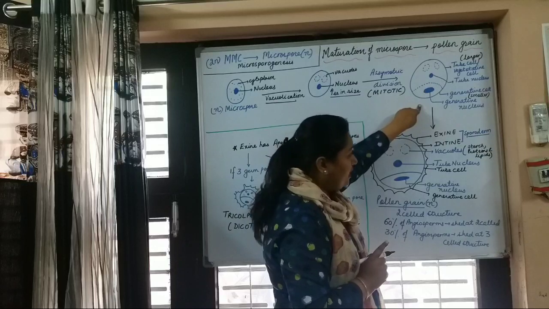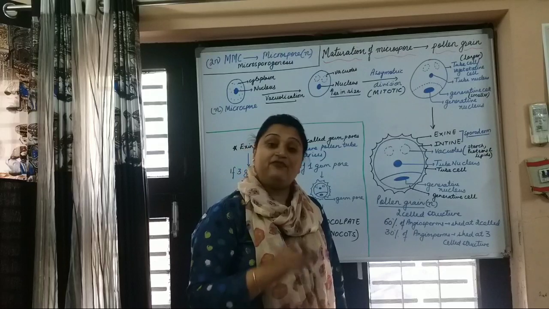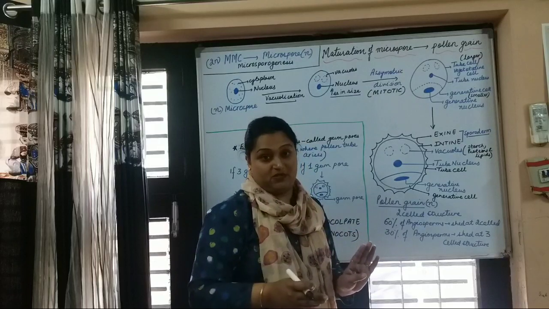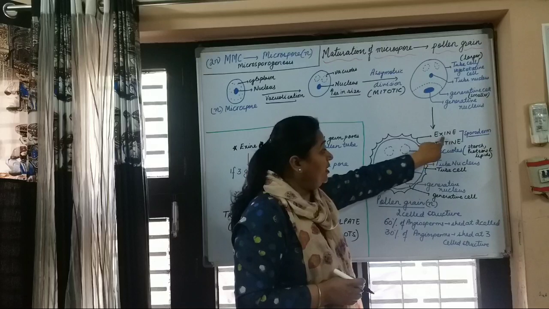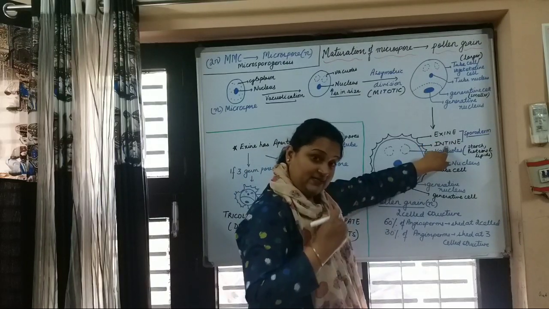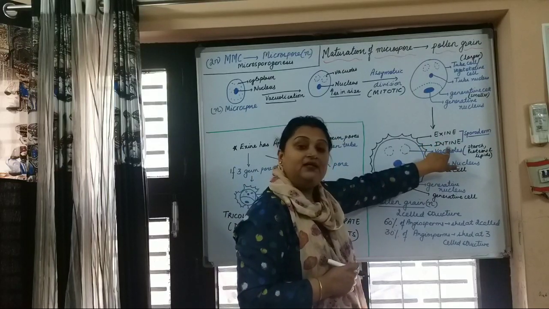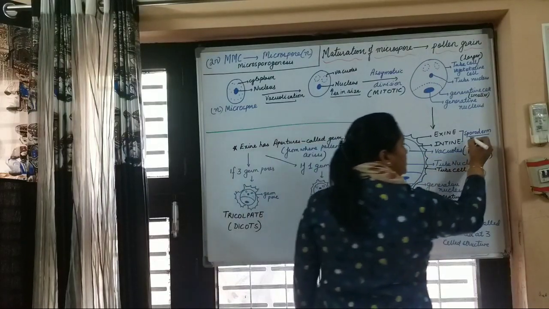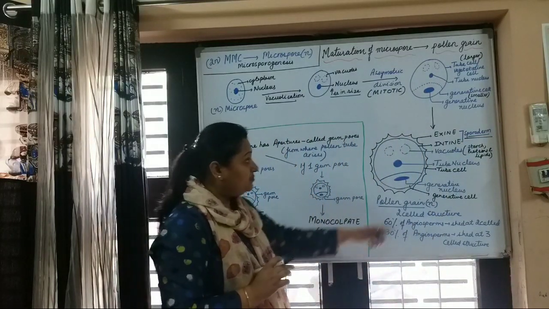After this, the pollen grain is formed, and first of all the pollen grain wall forms. This outer layer is made up of exine, the outer part, and intine. In is inside, ex is outside. Exine and intine are the layers of a pollen grain, and together they are called the sporoderm.